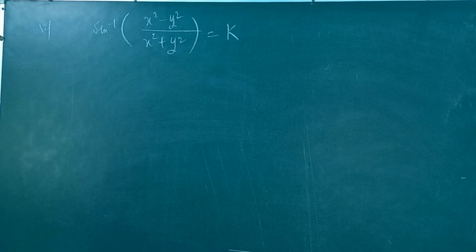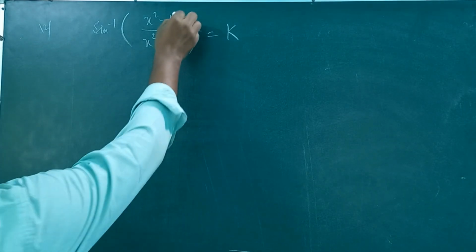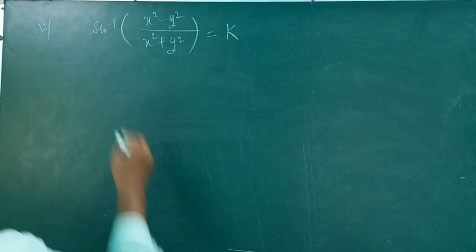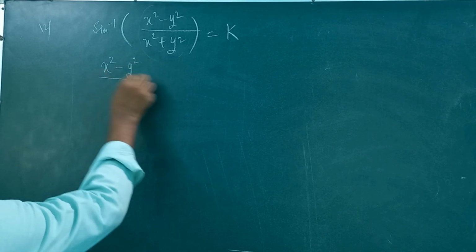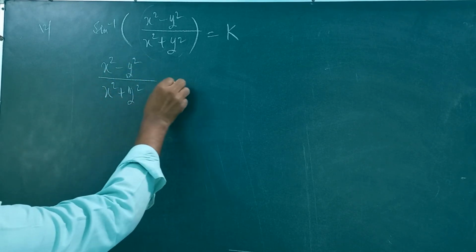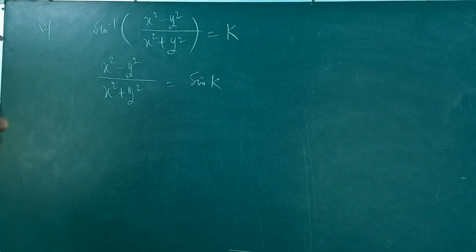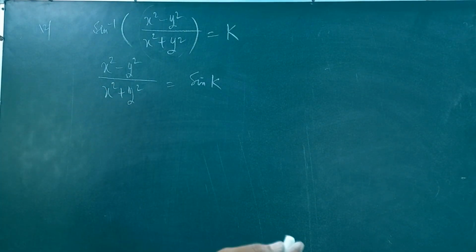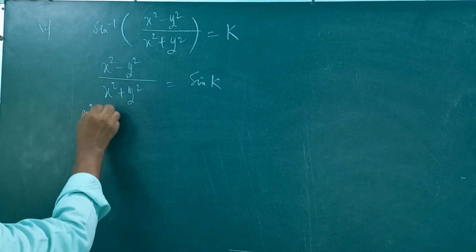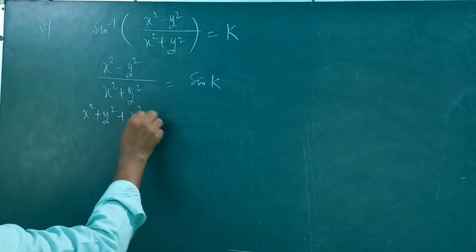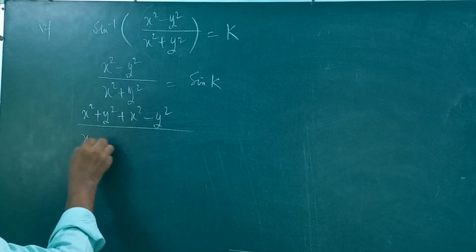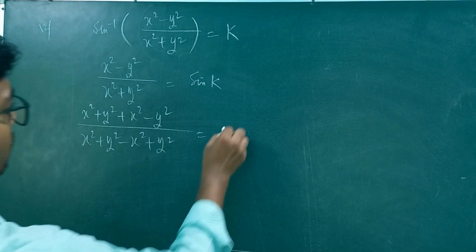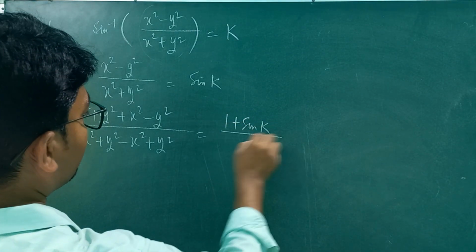See what we will do here. This is a componendo and dividendo structure. So first of all, we shift the sin inverse to the right side. So what will we get? (x square minus y square) by (x square plus y square) equal to sin k. Now if you apply componendo and dividendo to both sides, then what will become? (x square plus y square plus x square minus y square) by (x square plus y square minus x square plus y square) equal to 1 plus sin k by 1 minus sin k.